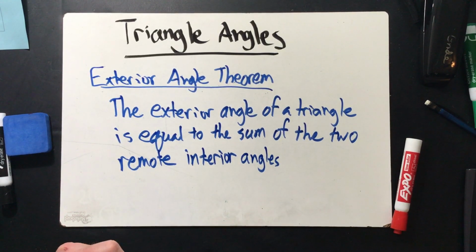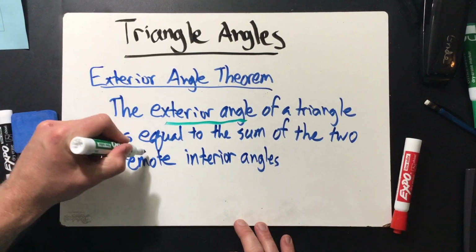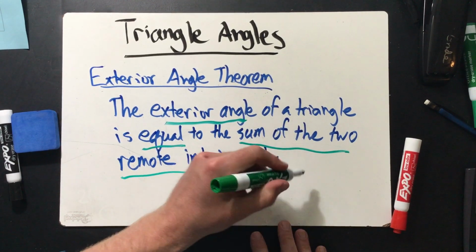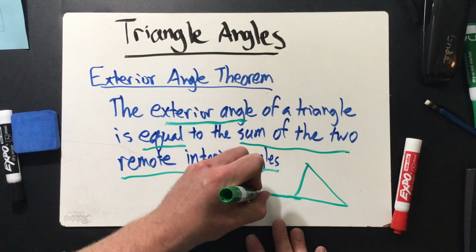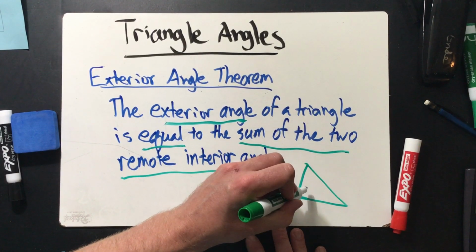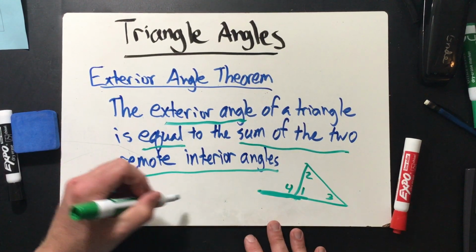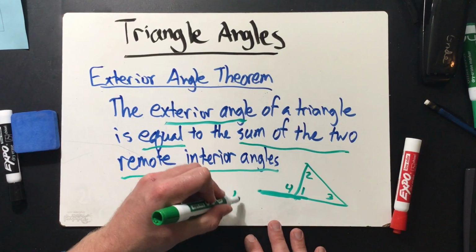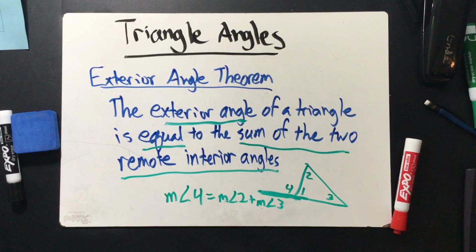Now, it's a lot of words, but it boils down to something pretty simple here. So, exterior angle equals the sum of the remote interior angles. Let's say we had a triangle that looked like that. I extend this line right here. So I call this angle 1, 2, and 3, and this guy now is 4. The measure of angle 4 is going to be equal to the measure of angle 2 plus the measure of angle 3. That's the exterior angle theorem in a nutshell right there.